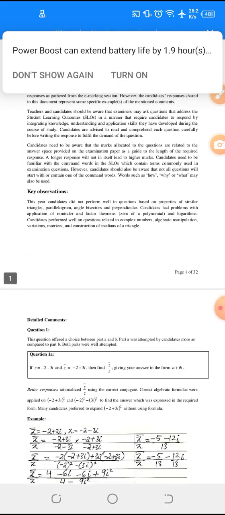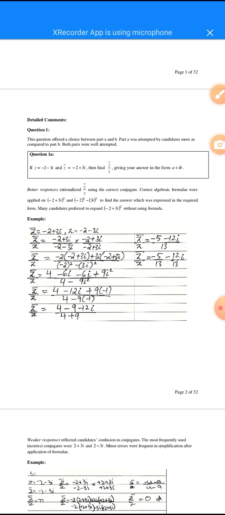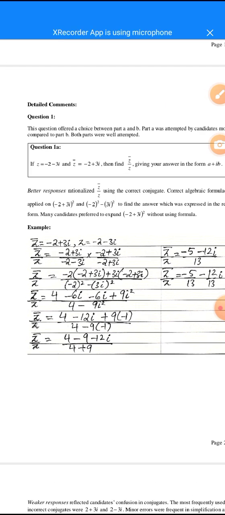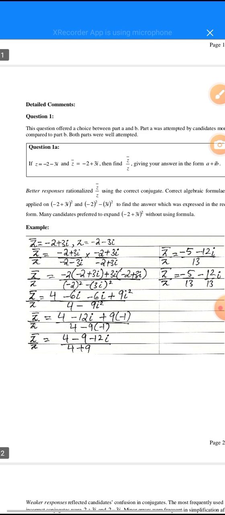Okay, so question number 1. If z equals -2 - 3 iota, z bar equals -2 + 3 iota. It's obvious because for the conjugate you just change the sign of the imaginary part. So -2 - 3 iota is z, so z bar will be -2 + 3 iota. Then find z bar over z, giving your answer in the form a + b iota.